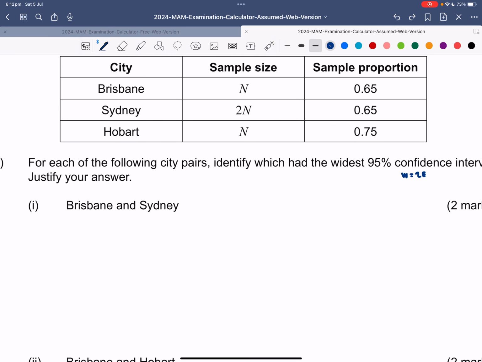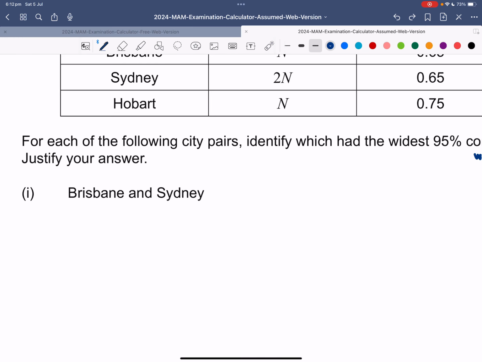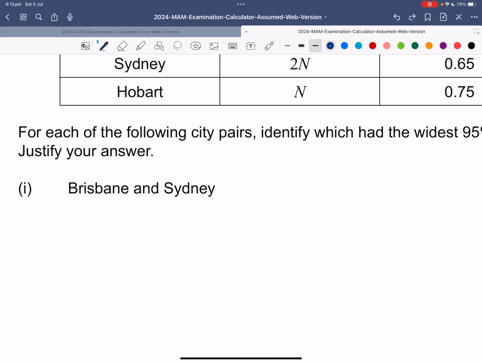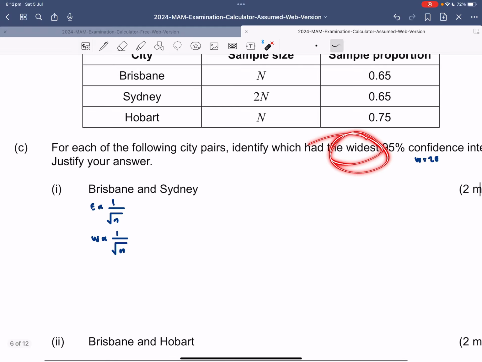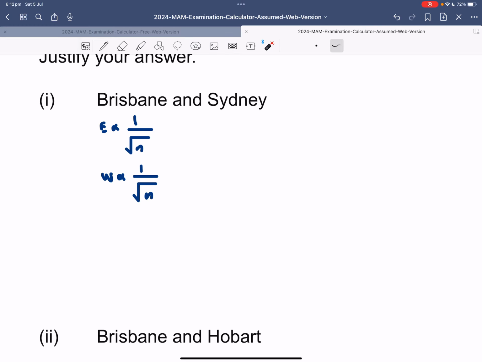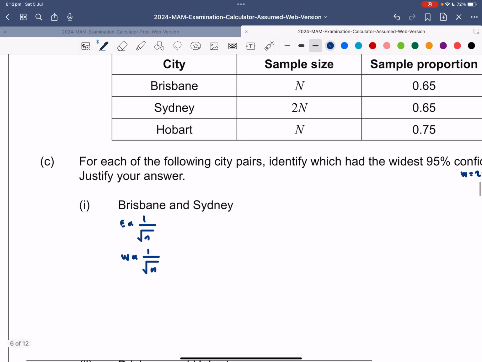Between Brisbane and Sydney, you can see that they've got the same sample proportion, but various sample sizes. As we discussed earlier, since the width is 2 errors, and the error is proportional to 1 divided by the square root of the sample size, the width is also proportional to 1 over the square root of the sample size. Sydney has a larger sample size. We want the widest confidence interval, which means we want the biggest error. If you want the error to be big, you want n to be small. So n is small in Brisbane.